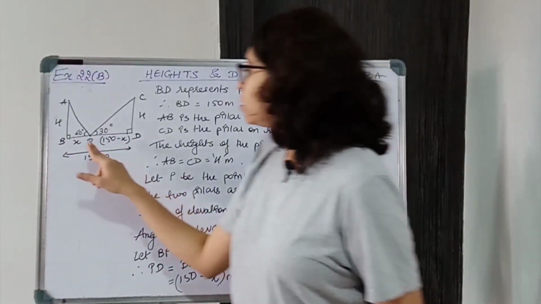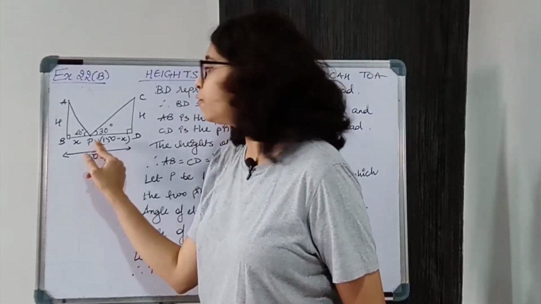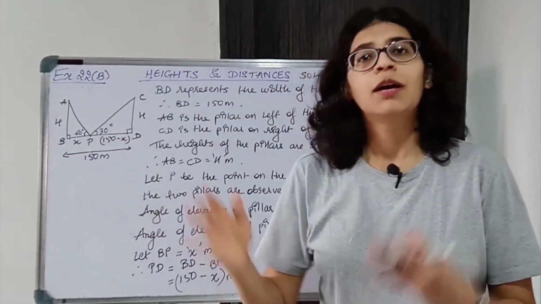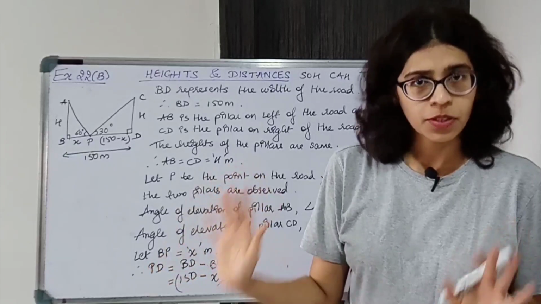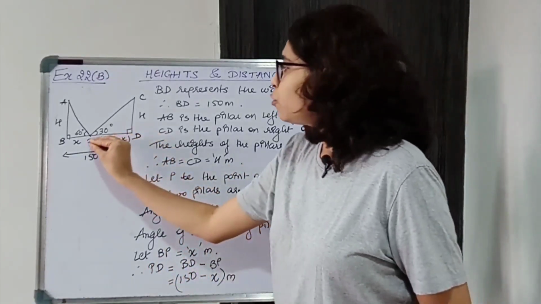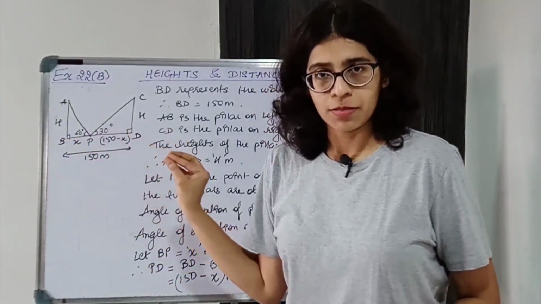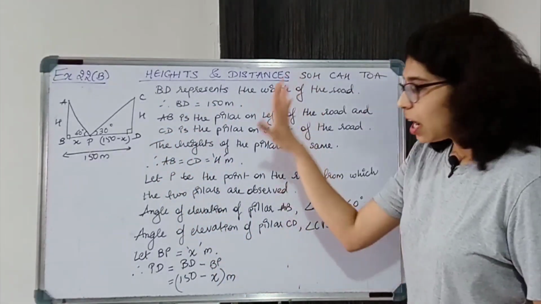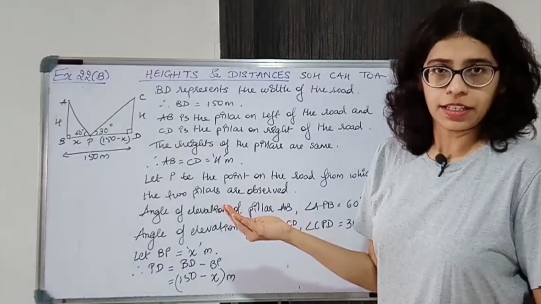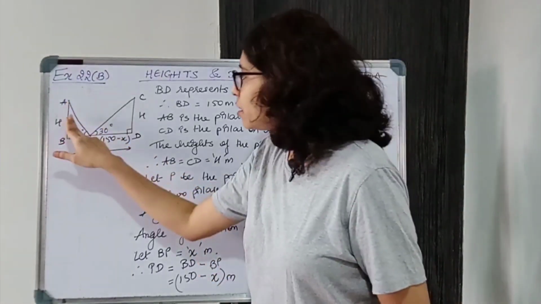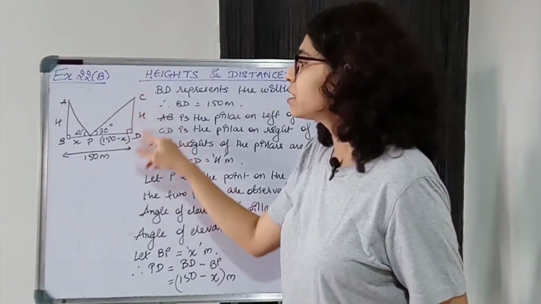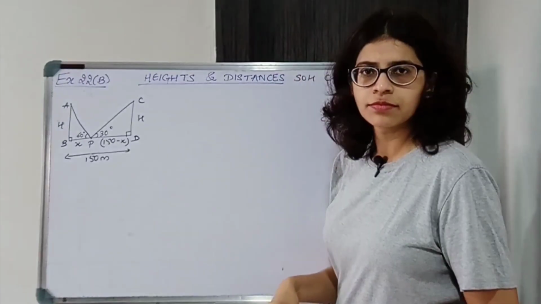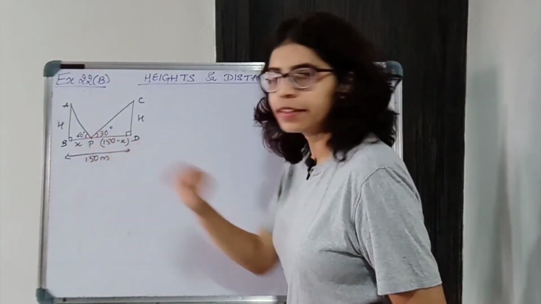Actually, you are supposed to find the distance of the position of the point from one of the pillars, not both the pillars. But I am considering both the pillars. So you just need to find the distance from either of the two pillars. But I am going to find from both the pillars. Now, after writing this, we'll start solving. So first we'll consider triangle ABP and then we'll consider triangle CDP. So first considering triangle ABP.